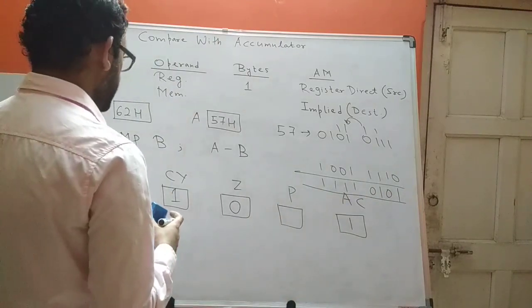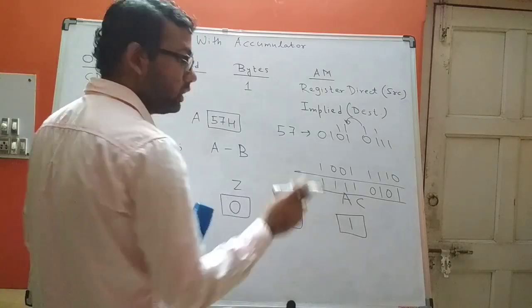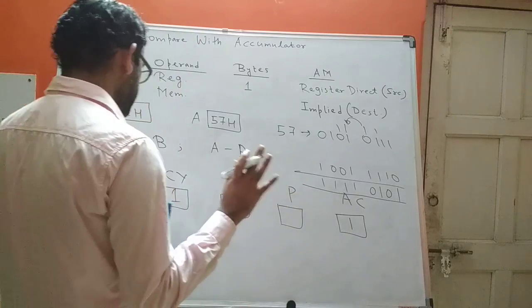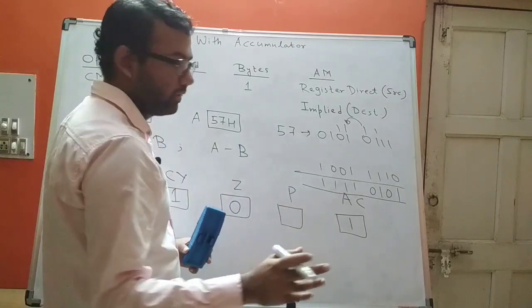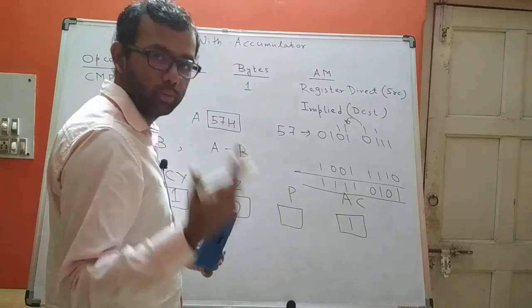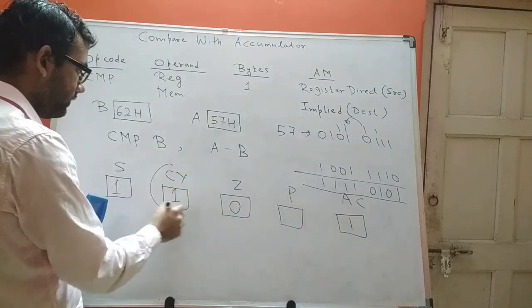As a result, you might wonder that I haven't got any carry. This is a good question that you may ask: I haven't got any carry from the addition. That means after performing the 2's complement subtraction, I did not get any carry. But in spite of that, the carry flag is set.